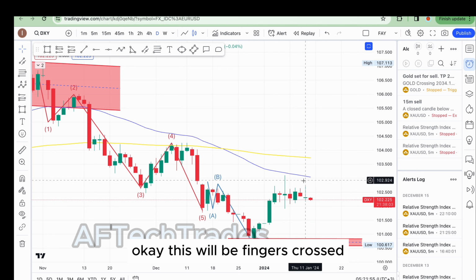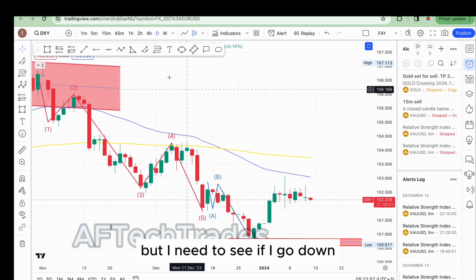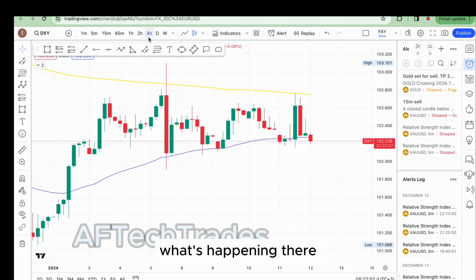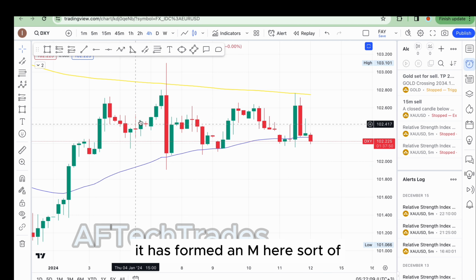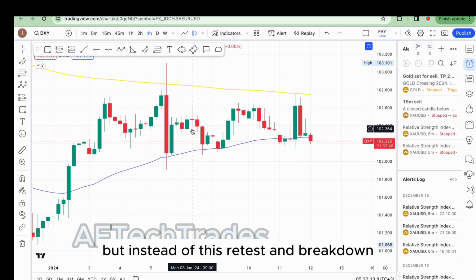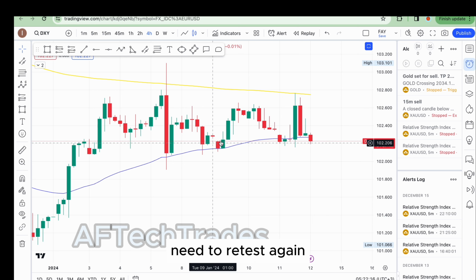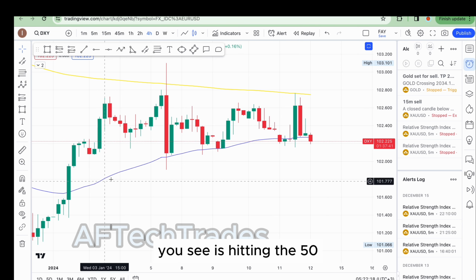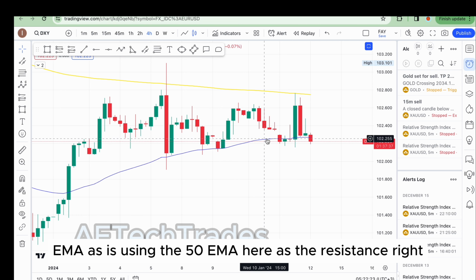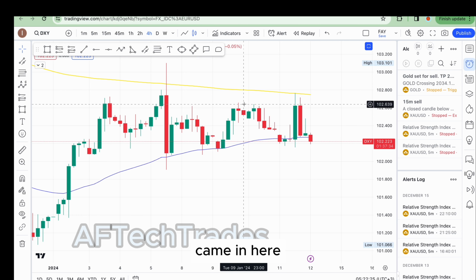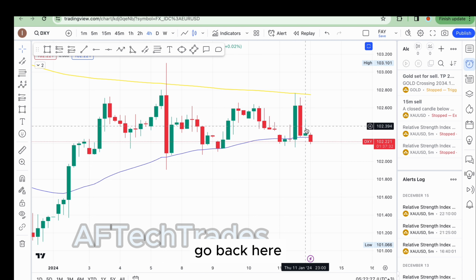Okay, this would be fingers crossed, but I need to see if I go down, let's say 4 hours, what's happening there. You could see it's still a series of up and down, right? It formed an M here sort of, but instead of this retest and breakdown, it retested again. You see it's hitting the 50 EMA, using the 50 EMA as the resistance, right? It came in here, went back, came in here, went back here.